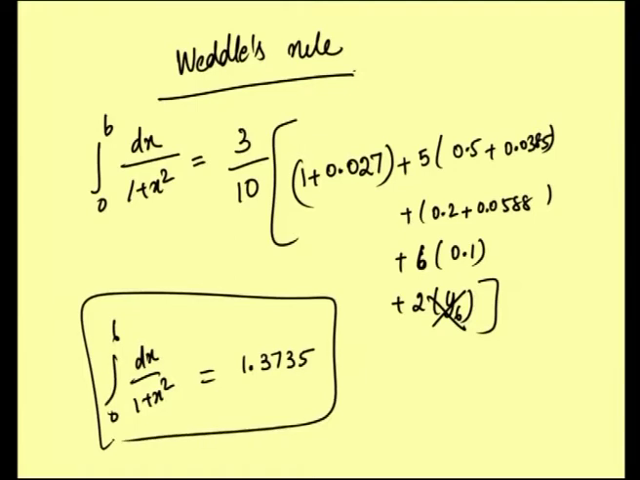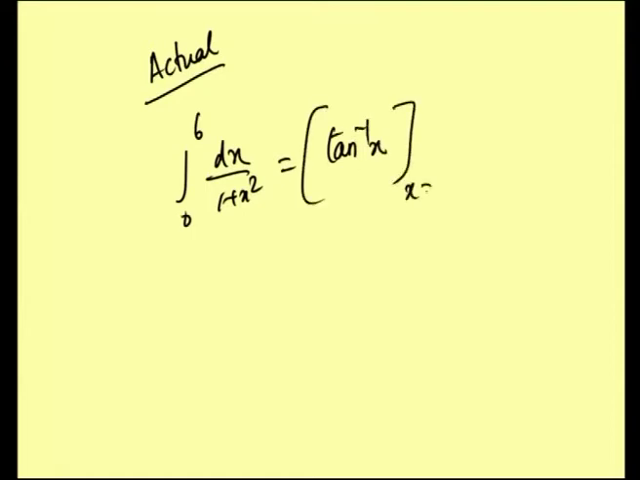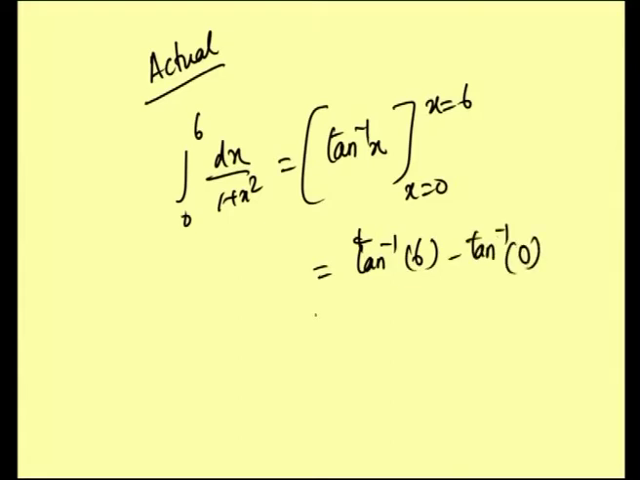1.3735. Okay. Actual integration is integral 0 to 6 dx by 1 plus x square, equal to tan inverse of x within the limits x equal to 0 to x equal to 6. Tan inverse of 6 minus tan inverse of 0. Tan inverse of 0 is 0. Tan inverse of 6 value comes to be equal to 1.4056.